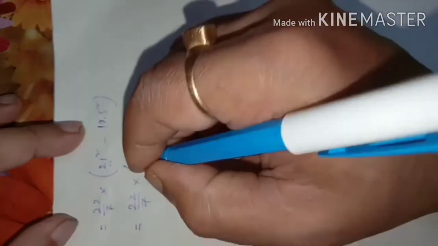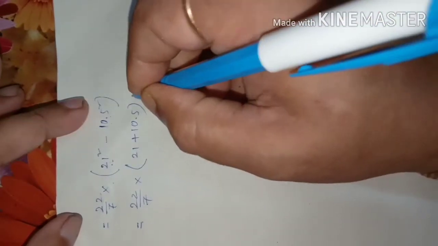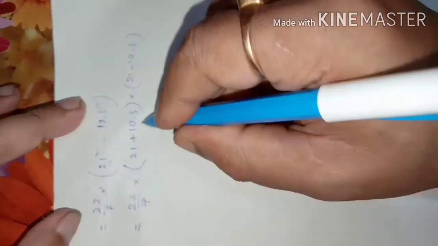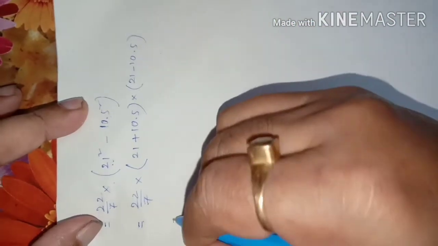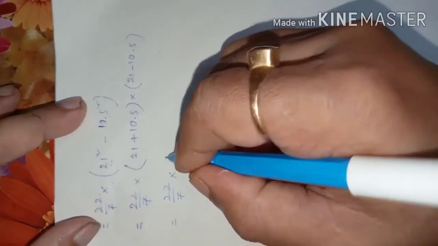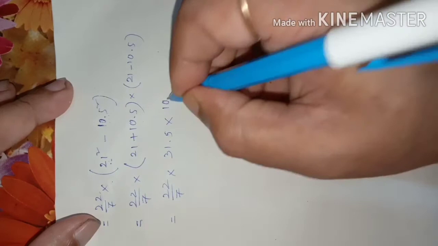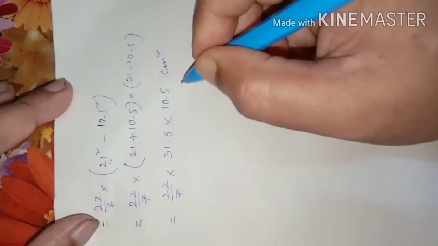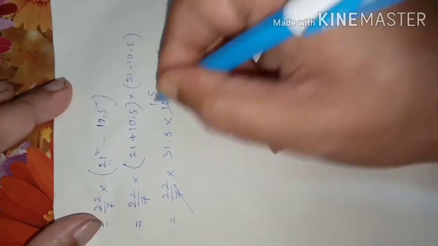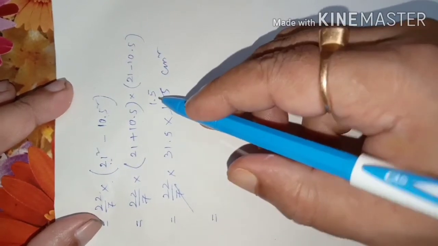So it will be a plus b, 21 plus 10.5, into a minus b, 21 minus 10.5. That way also you can do. So 22/7 into 31.5 into 10.5 centimeter square. By 7 you can cancel this number. 7 1 is 7, 7 5 is 35, 1.5. Now what can we do? We can multiply these three numbers, then we will get our answer.